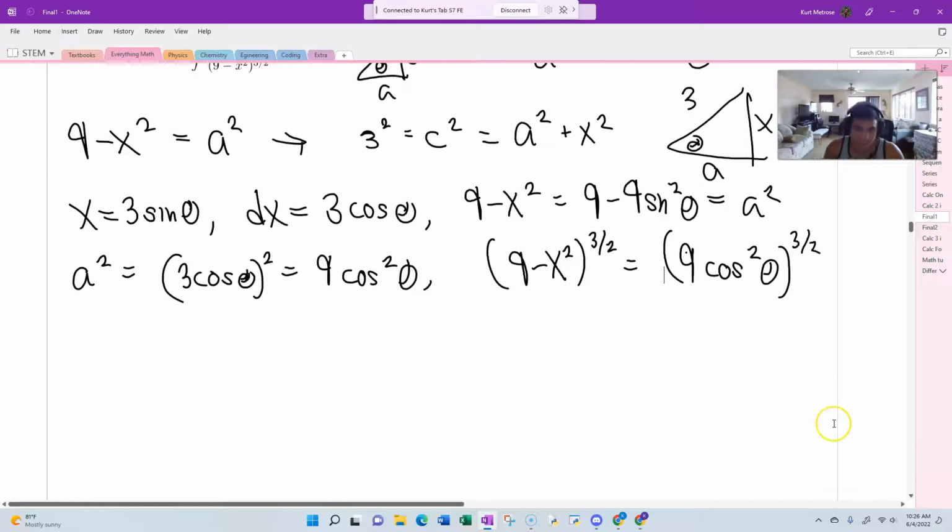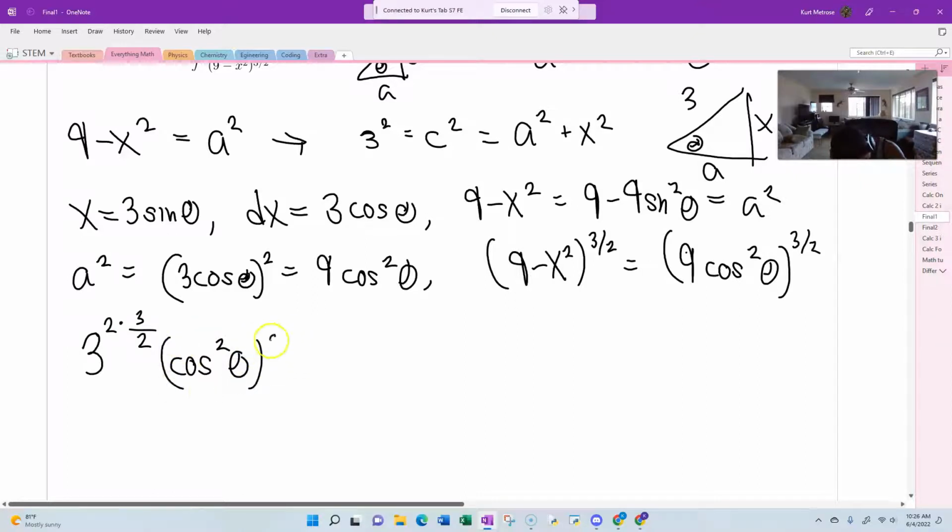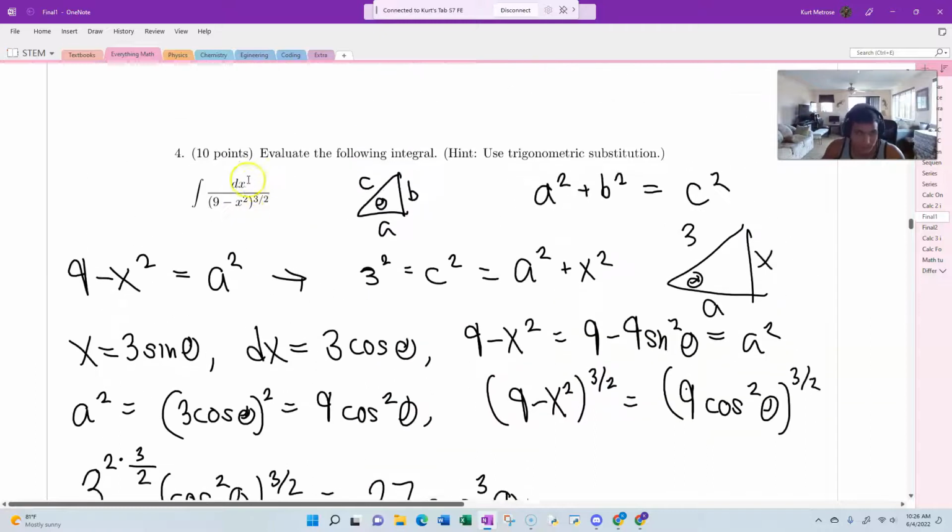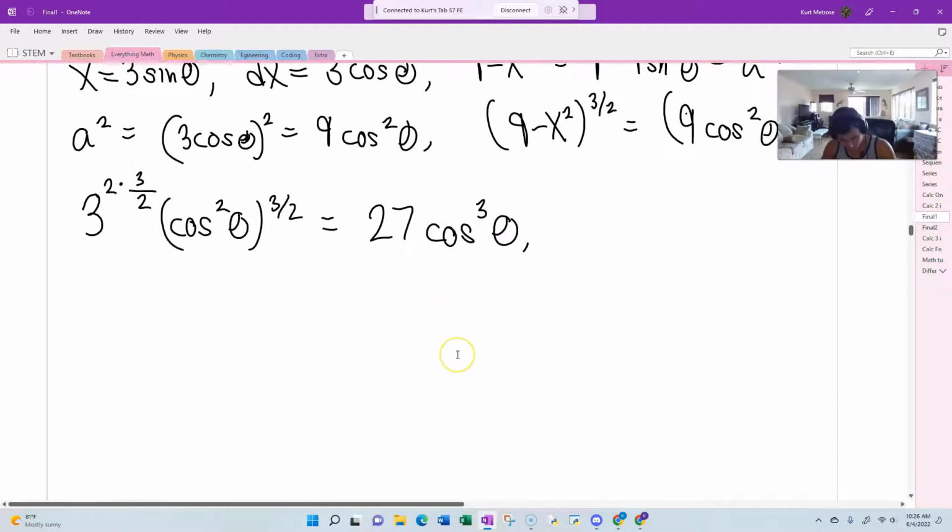So what this means is that we have 9 to the power 3/2. What does that mean? Well, this is 3 to the power 2 times 3 over 2, and cosine squared theta to the 3/2. Well, this all just becomes 27 cosine cubed theta. This guy over here is this guy. So it's a trig sub. That's what it is.